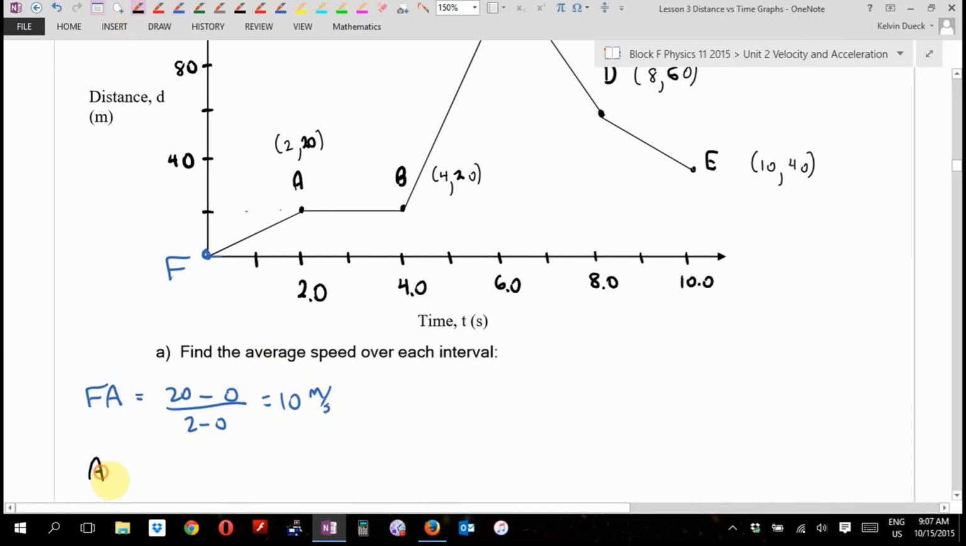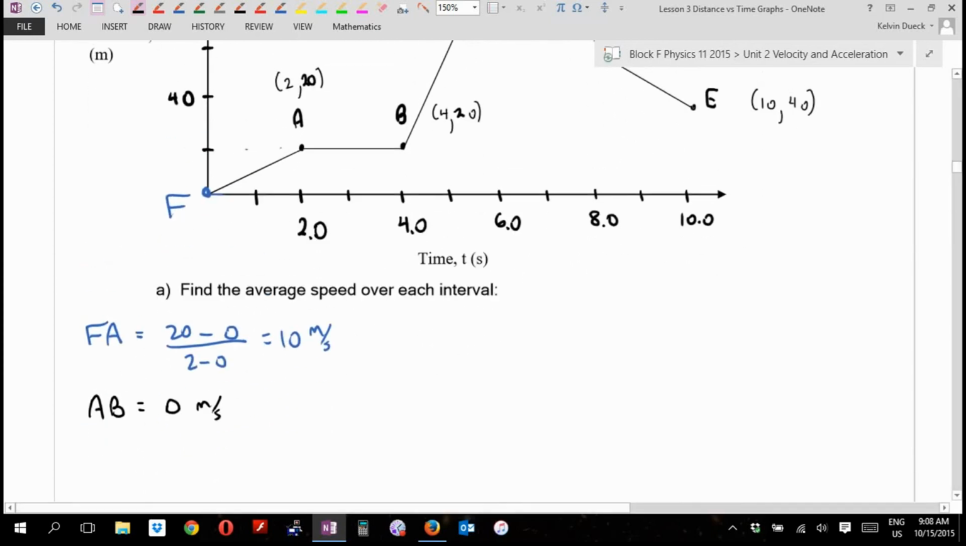What's the average speed of section AB? I don't think we need to do any calculations, do we? How fast are we traveling on AB? 0. Fancy word? At rest. Okay? Did I leave room? Oh, good. I left room.